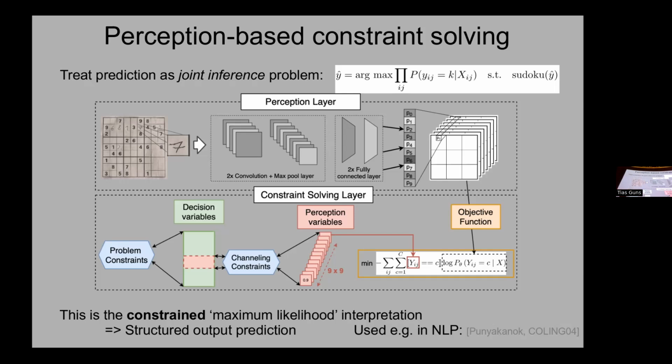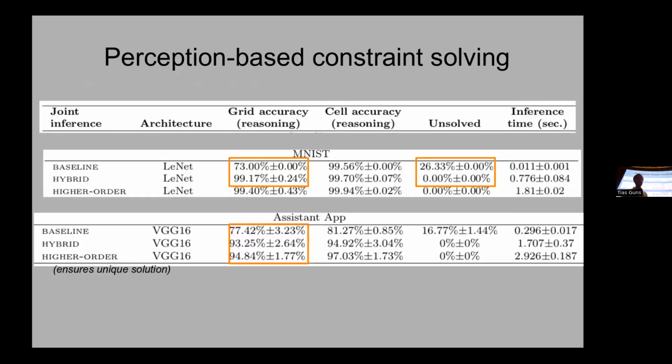In machine learning, this is known as structured output prediction, and CP and MIP solvers have been used in NLP before. In that case, it was for coreference resolution, to avoid cases like having 3 verbs in a row, which doesn't make any sense, so you can just take the next most likely interpretation. Here we do it with a much more constrained problem.